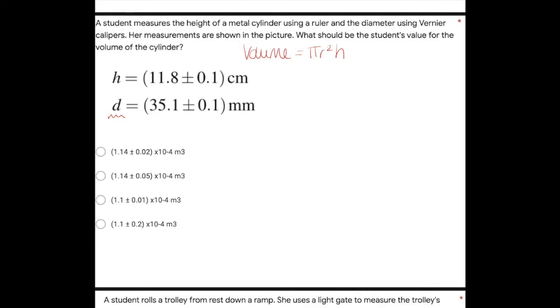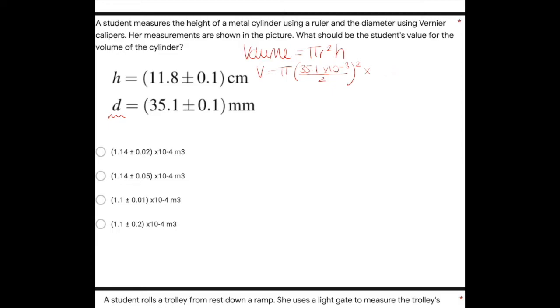But the thing to remember is that when you are given D's or R's, whatever the percentage uncertainty in D is, it is the same as the percentage uncertainty in a value for R. So we still approach this in the same way. We start by working out the volume of our cylinder. So we take pi, the radius, which is our 35.1 times 10 to the minus 3, divided by 2 because 35.1 is our diameter, squared, multiplied by our height.